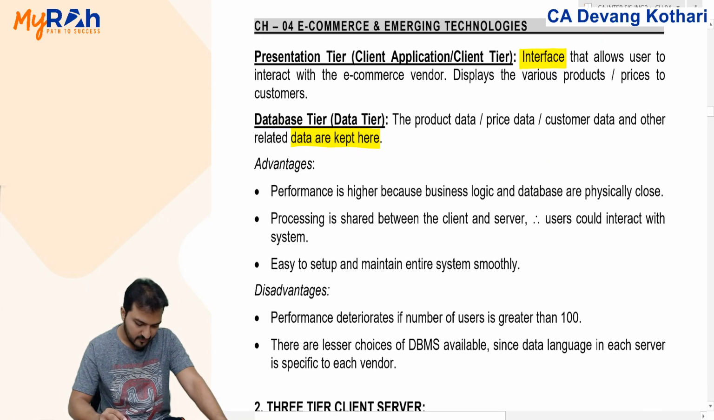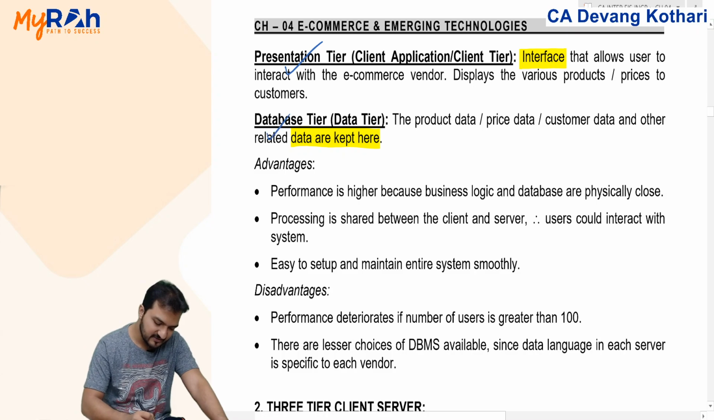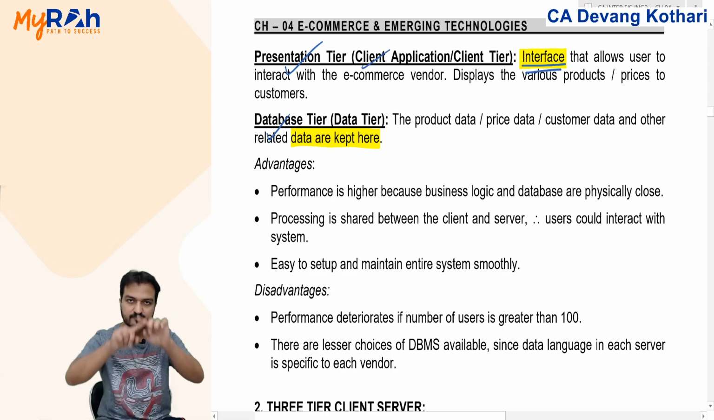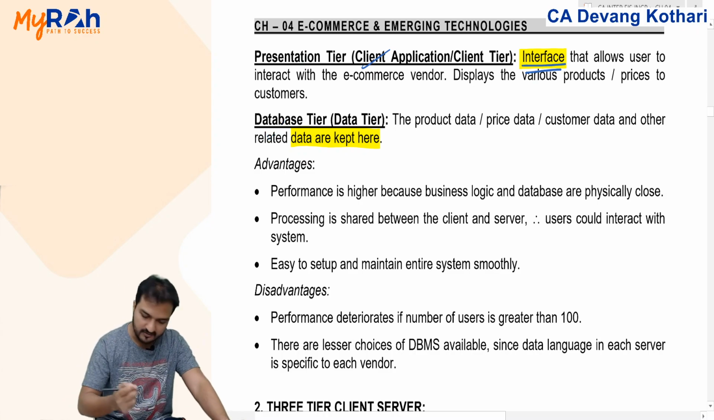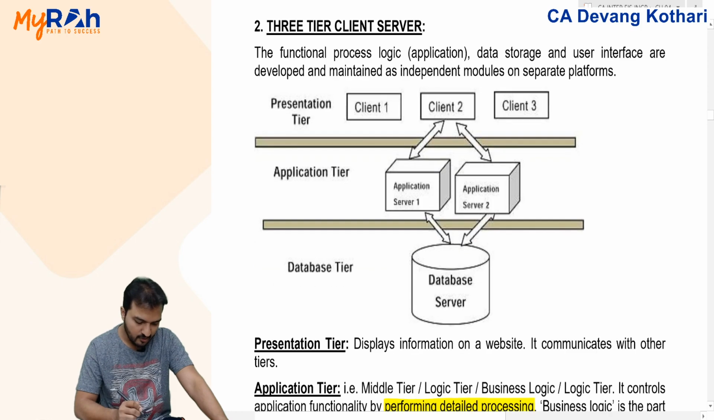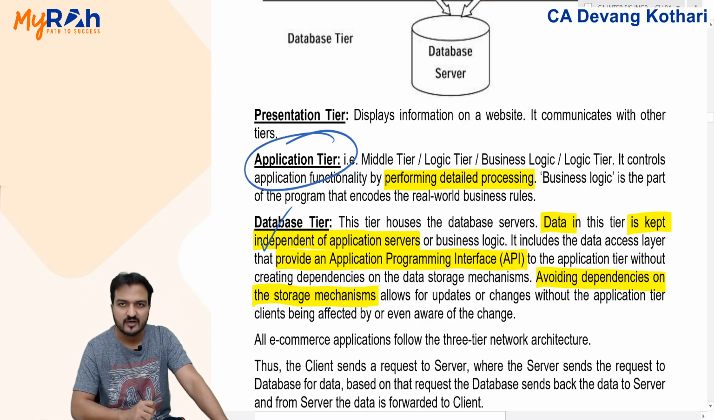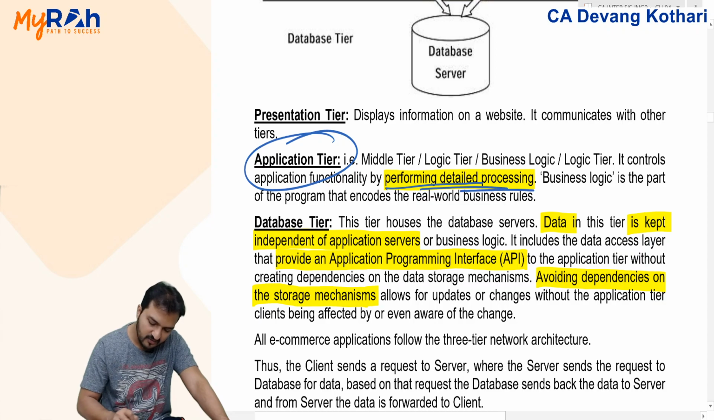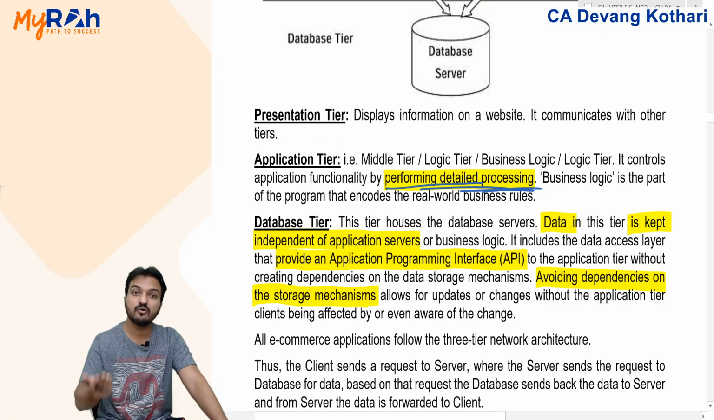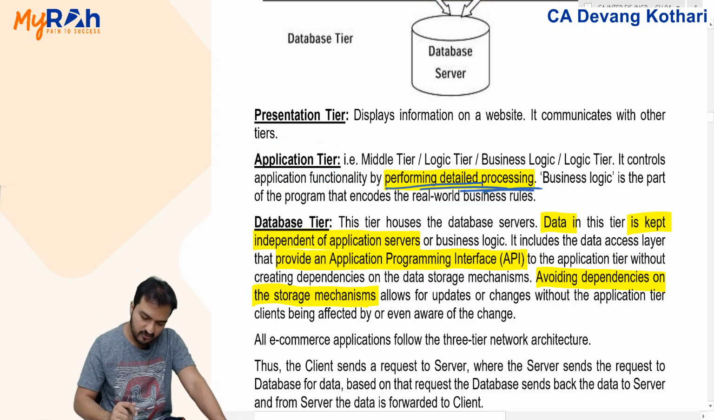In two-tier architecture, you have the presentation tier and the database tier. The presentation tier is the client, which is the interface, the screen shown to the user. The database tier is the one where the data is kept. In three-tier architecture, there is still a presentation tier and a database tier, but the new one was the application tier. What does the application tier do? It performs the processing. Because apps are located in the application tier, it will do the processing.